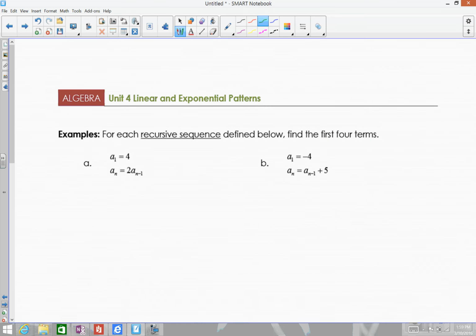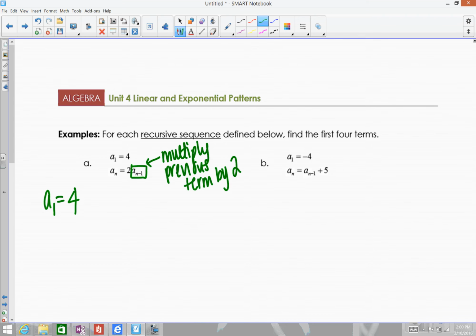So here's that example that we were talking about. We have our first term, a sub 1 is 4, the very first term. And remember, this part here is your recursive part, the a sub n minus 1, which is the previous term. So what this is saying is multiply the previous term by 2. A sub n minus 1 means the previous term, so 2 times the previous term.